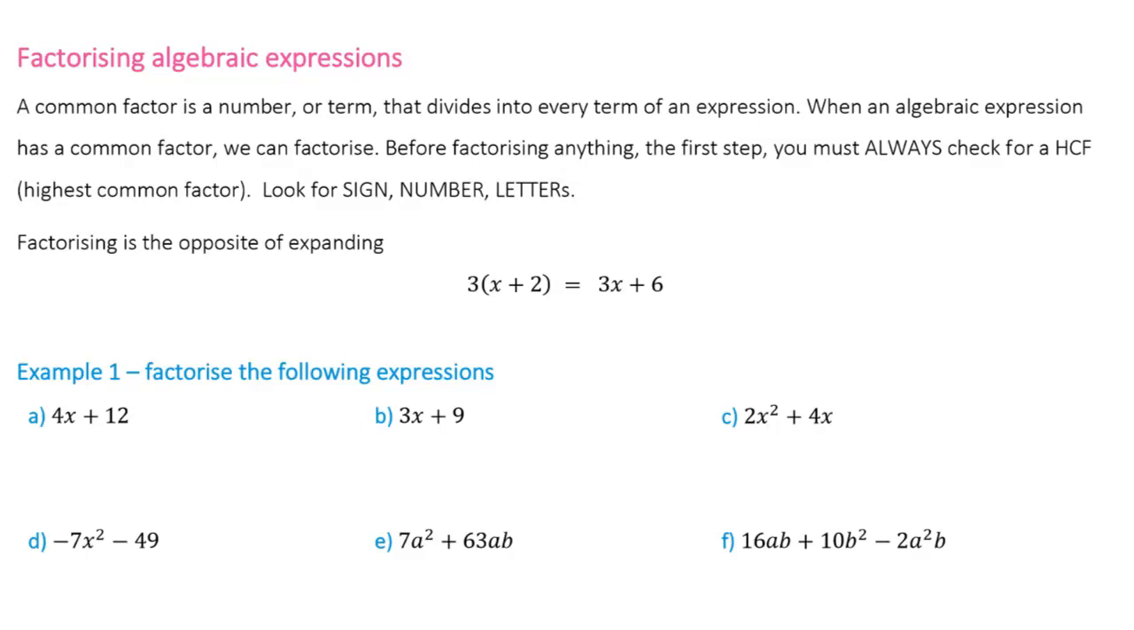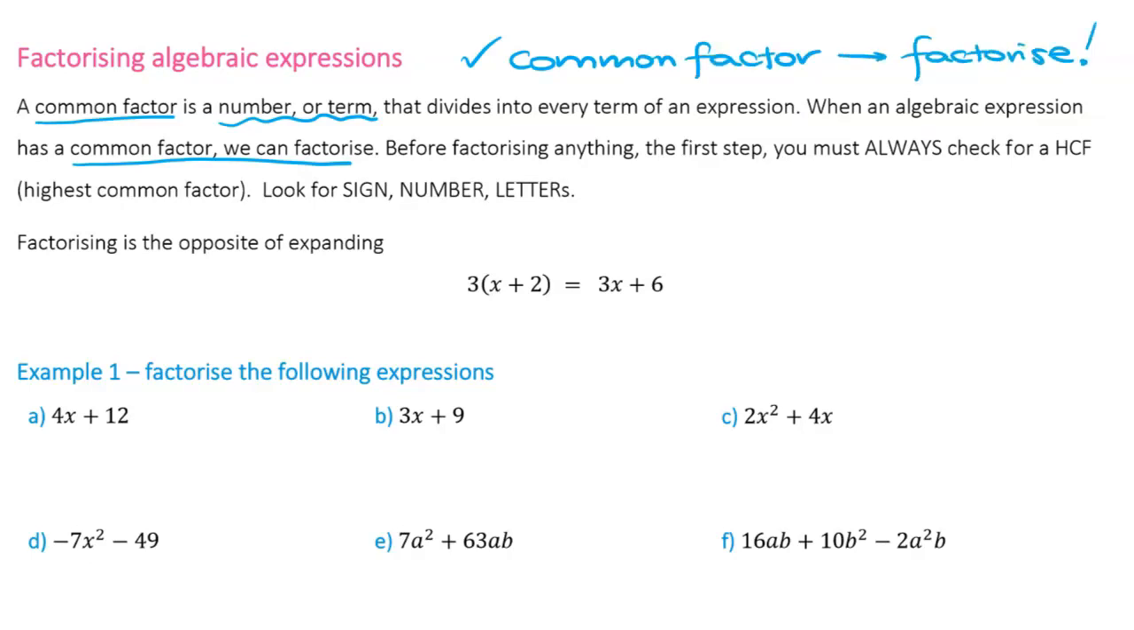We're going to look at something called factorising algebraic expressions. And in order to do so, we need to find a common factor. A common factor is a number or term that divides into every term of an expression. When an algebraic expression has a common factor, we can factorise. So a common factor means we can factorise.